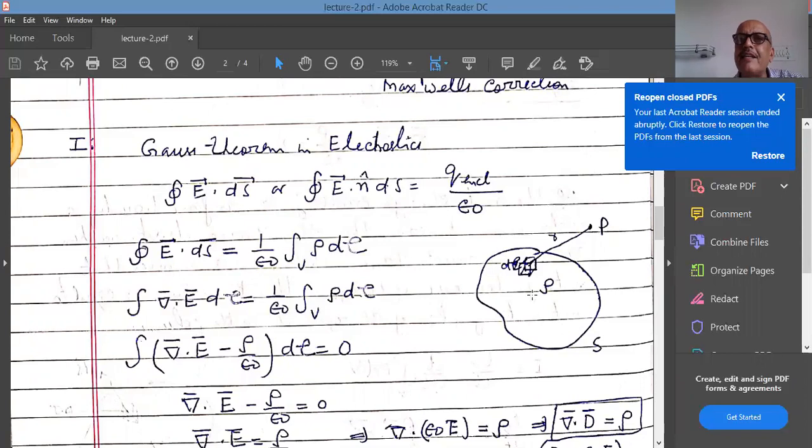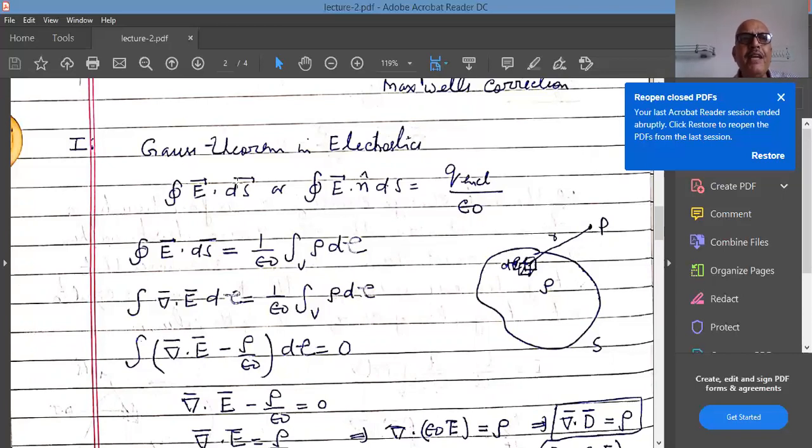Otherwise what you can do is take a charge q at a certain location, and then you can divide this entire surface into small elements. You join the charge to a small element. At some places, the direction of electric field at the surface and the direction of normal to the surface will be in the same direction. But that is the special case. In general, the angle between the electric field and the normal to the surface will vary from basically 0 to 180 degrees.